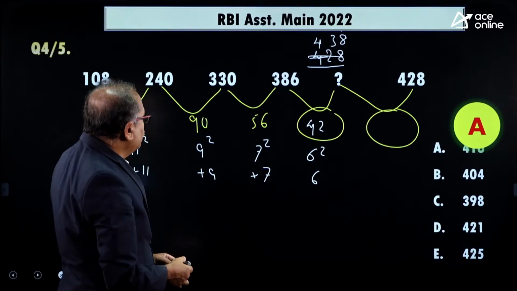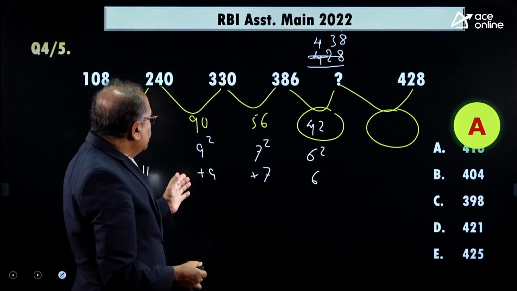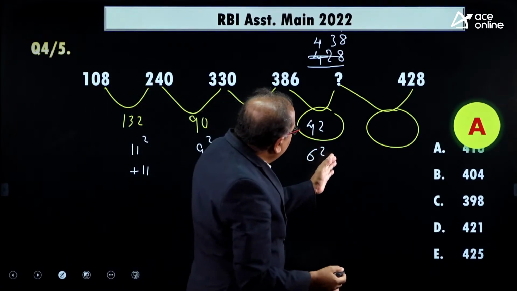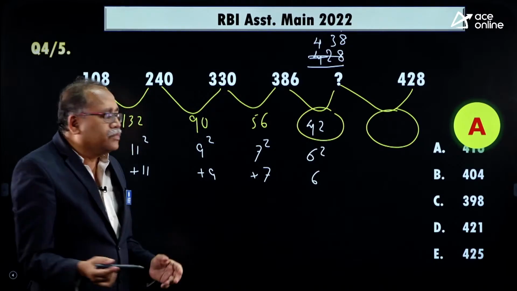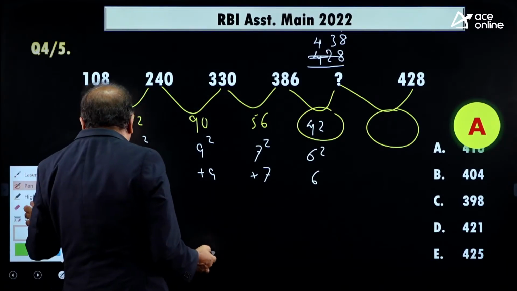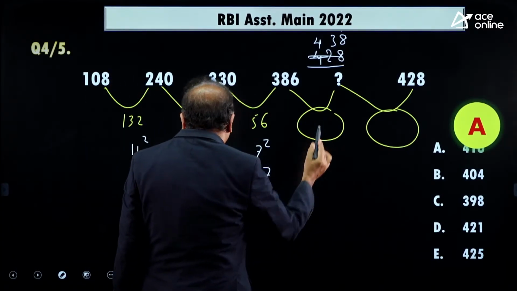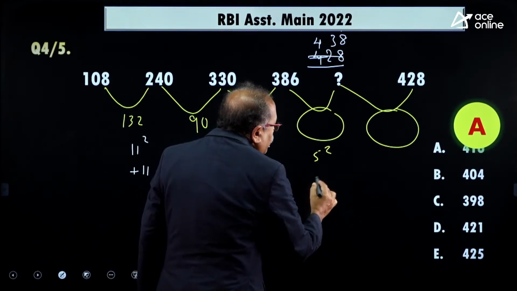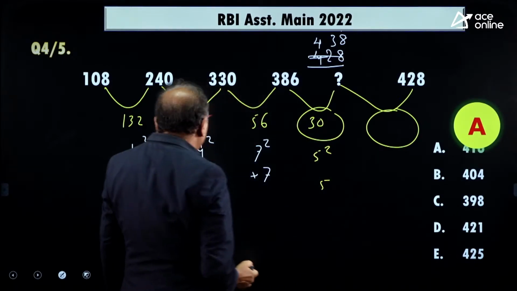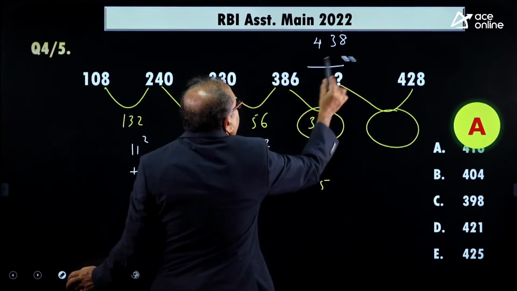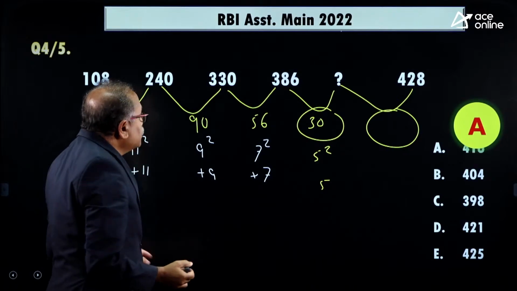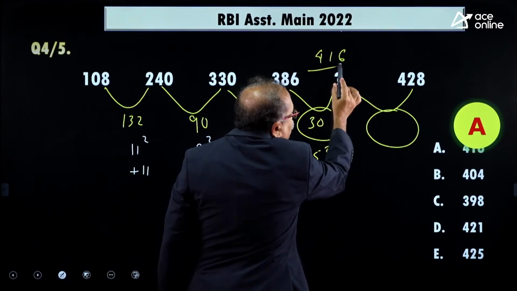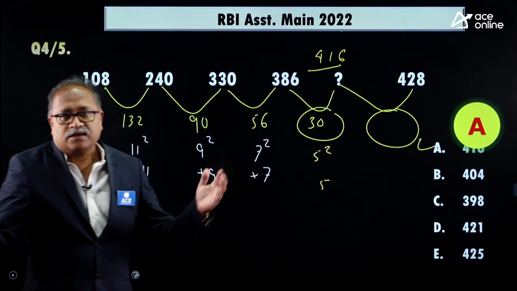Why am I making a mistake? Here 11, 7, 9, 7, and we should go for the odd numbers, no? Okay, we should go for the odd numbers, as these are the odd numbers over here. So, I will go for 5 square plus 5, that is 30. By adding 30, I will be getting this number as 6 and 1 and 4. So, 416, option A, rightly said, Mr. Pawan and friends.